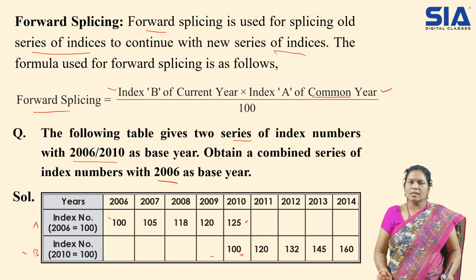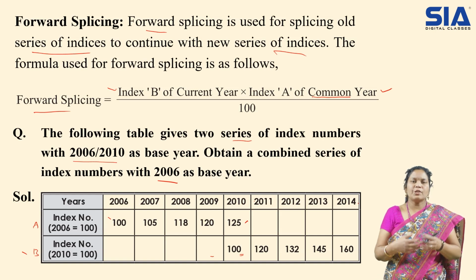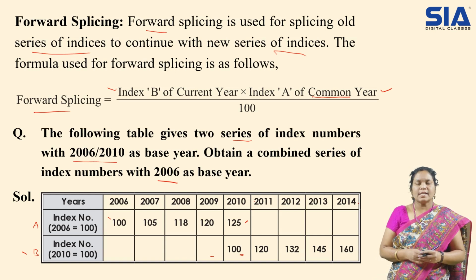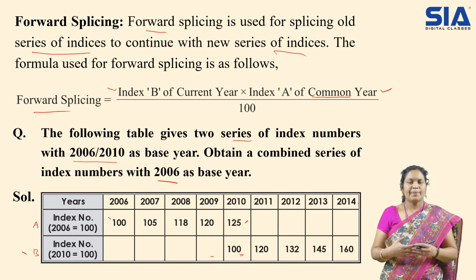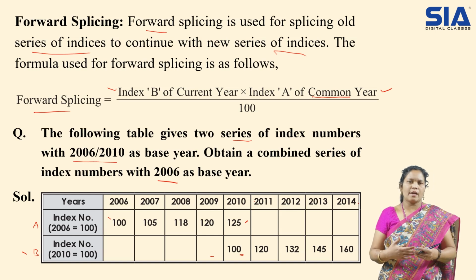In the second series, if you consider that the first half is missing, we can't utilize the data properly. So in such situations, we'll go for splicing. We can splice in any way, forward or backward. Here we are using forward splicing.